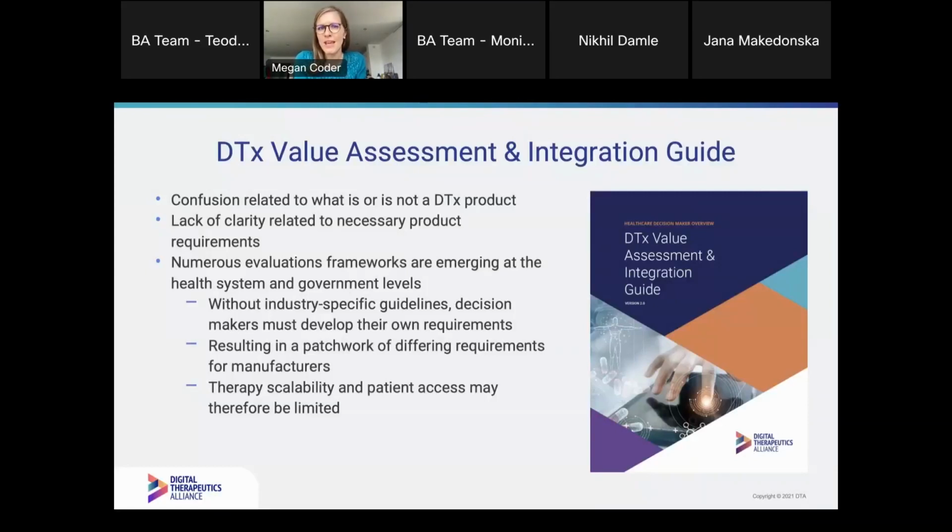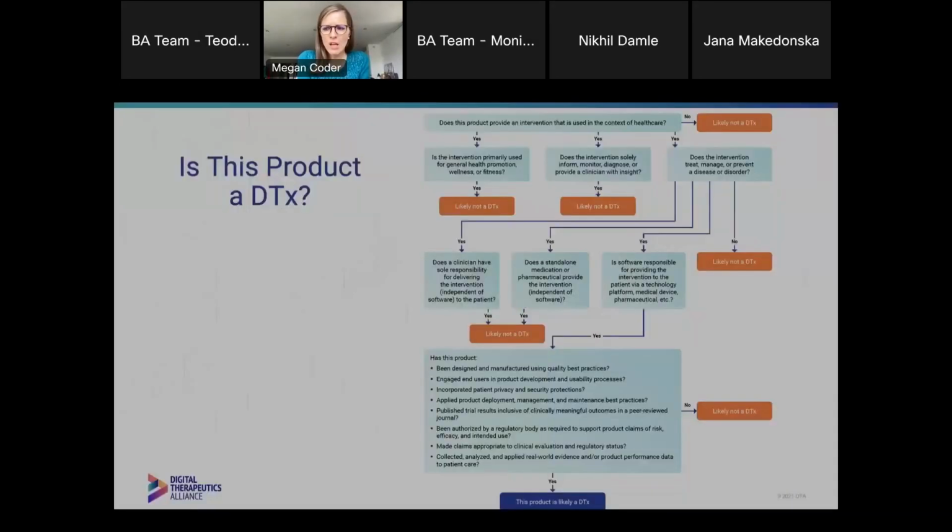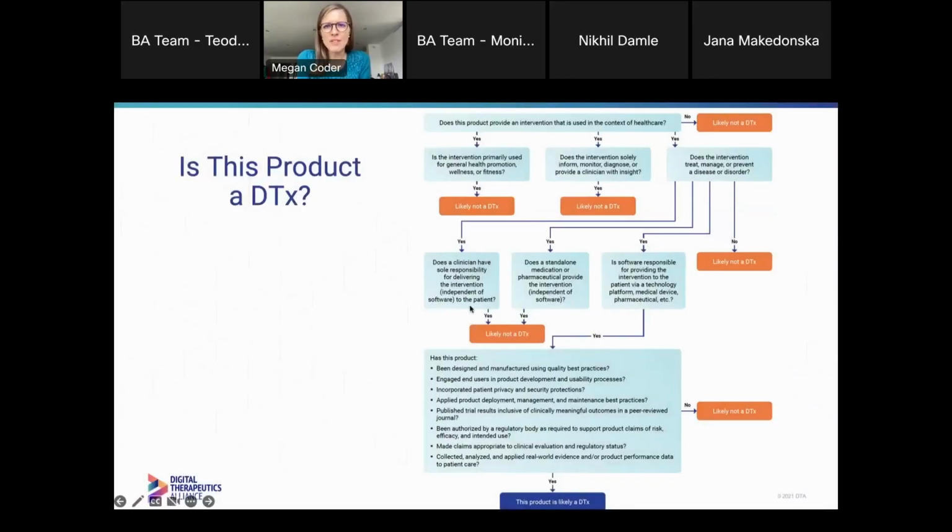up their own requirements. And therefore, you get this patchwork of all these different requirements for all these different health systems, looking for all this different type of data, security, privacy, different insurance coverage requirements, and so forth. So that really inhibits scalability from happening, and therefore patient access doesn't occur as easily as it could had there been a standardized process to follow. So what we've done is we've started to put together this document, and this document is available on our website.